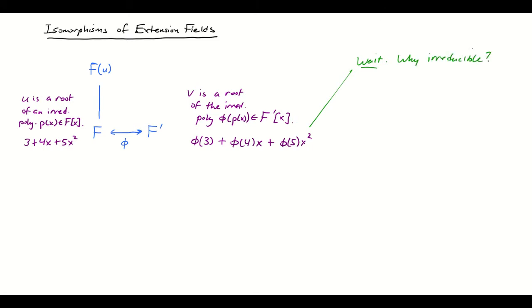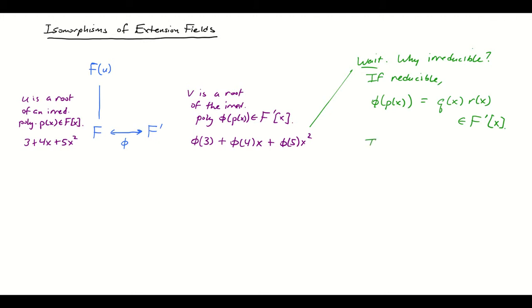Well, if it were reducible, then I could write this polynomial phi of p of x as a product of two polynomials of smaller degree, which I could call q of x and r of x. And I realize it's kind of weird that I'm not putting phis on those as well, but I'm just assuming that q of x and r of x, those are polynomials belonging to the polynomial ring over F prime. Okay? So if that happens, then I claim that I could show that this original polynomial is also reducible, contradicting what we said about it earlier, that it's irreducible.